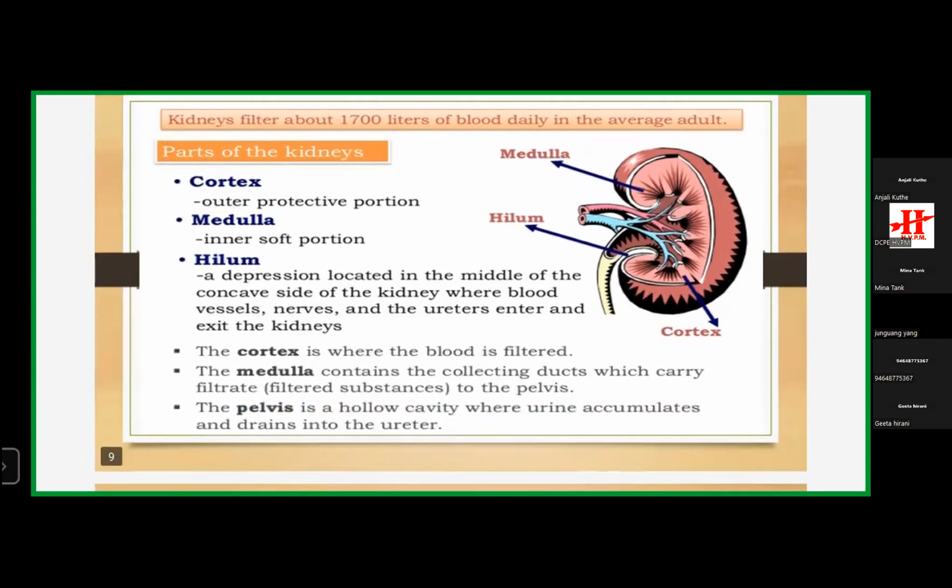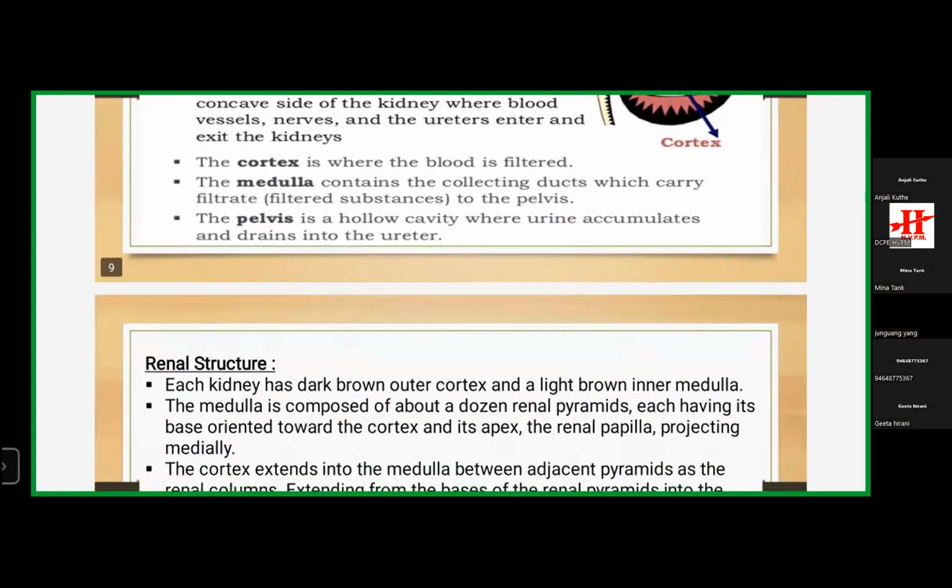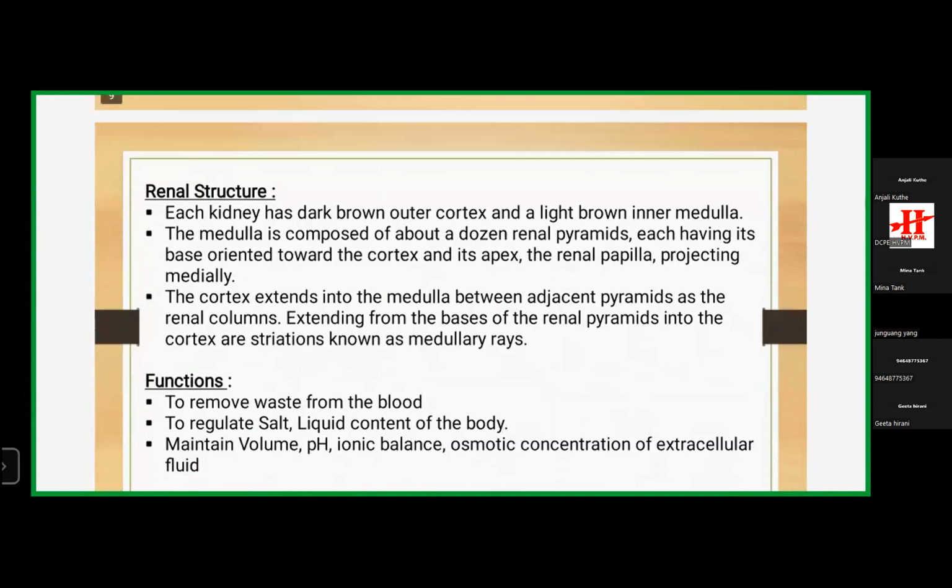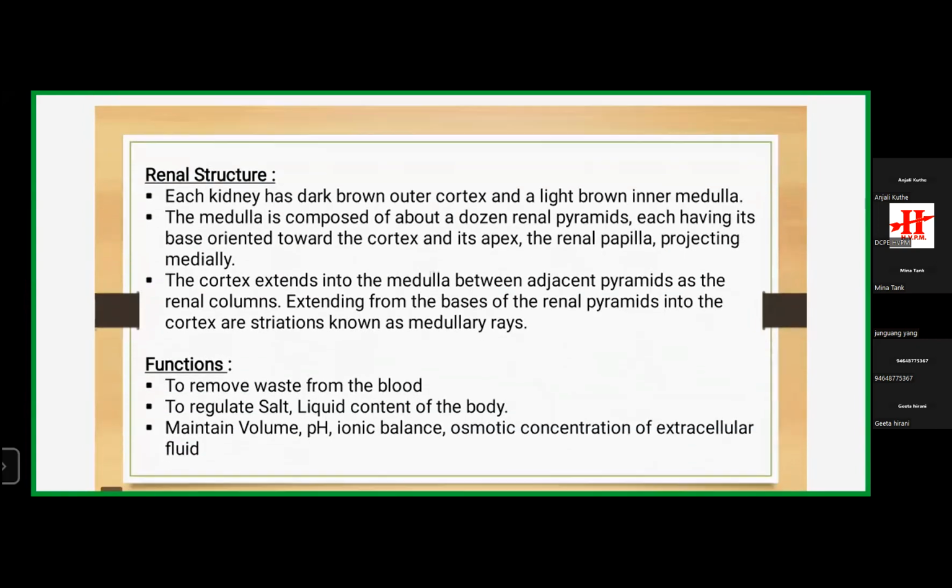Now, what is the cortex? The cortex is where the blood is filtered. What is the major function of the kidney? Filtration of blood. The kidney filters about 1700 liters of blood daily. So the nephron, I will show you the structure of the nephron. One minute, we will see the structure.